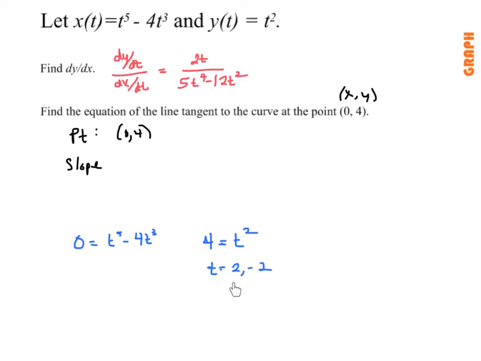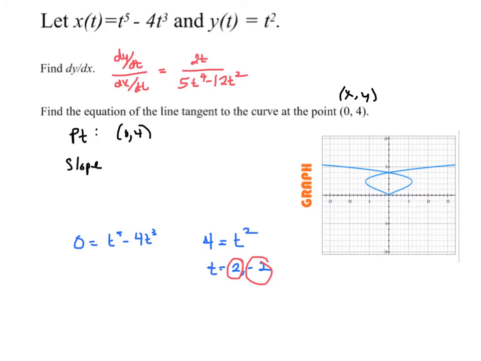And I would go back and I would say, well, if I plug in 2, 2 to the fifth is 32 minus 4 times 2 cubed, so 4 times 8. Yeah, it does work. If I plug in 2, that works in both equations. Now, if I plug in negative 2, negative 2 to the fifth is negative 32 minus 4 times negative 8. Negative 32 minus negative 32, that's also 0. Both of these equations work. So what that tells me is I'm actually going to have two tangent lines.